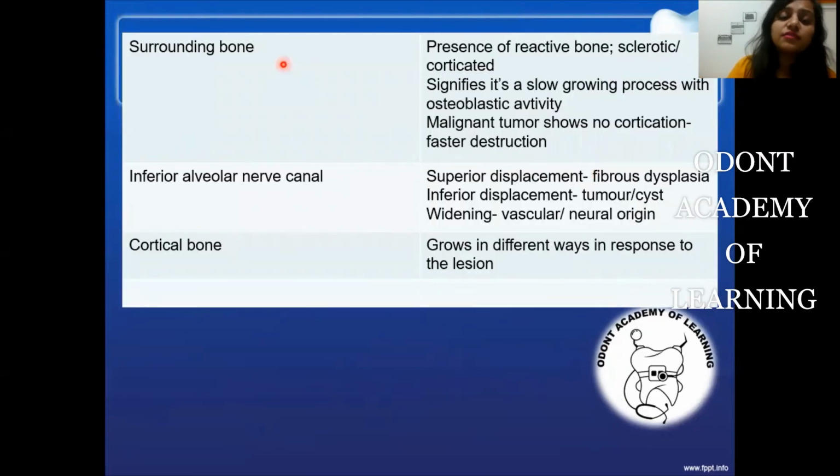And then you have effect on your surrounding bone, wherein the pathology can cause a sclerotic or a corticated margin. Inferior alveolar nerve canal can be superiorly placed or inferiorly pushed down. The characteristic sign of fibrous dysplasia is that the inferior alveolar nerve canal is superiorly displaced, whereas in case of your long-standing cysts and tumors, it is inferiorly pushed down. And then you have your peripheral bone reactions.